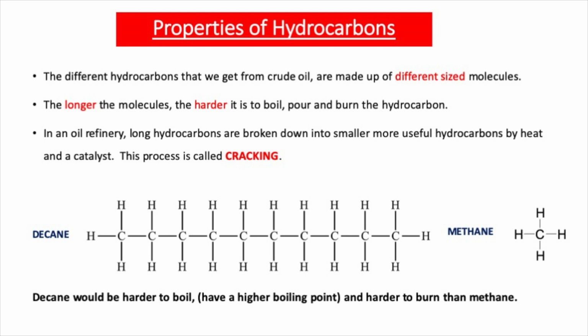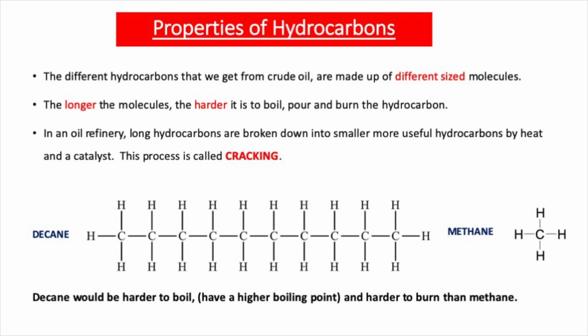Now, different hydrocarbons that we get from crude oil are made up of different sized molecules, and in our previous video on the fractional distillation of crude oil, we learned that the longer the molecules, the harder they are to boil, pour, or burn. Now, in an oil refinery, long hydrocarbons are broken down into smaller, more useful hydrocarbons by heat and a catalyst, and this process is called cracking.